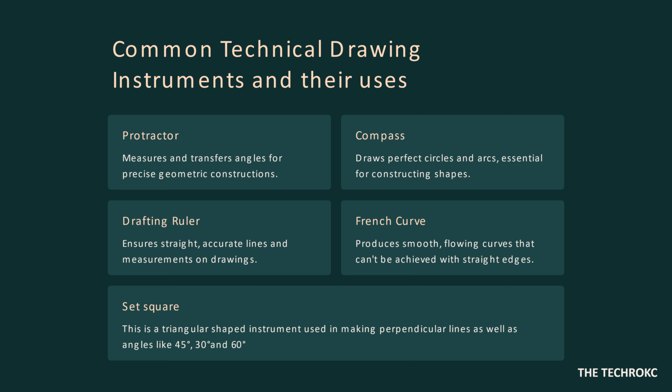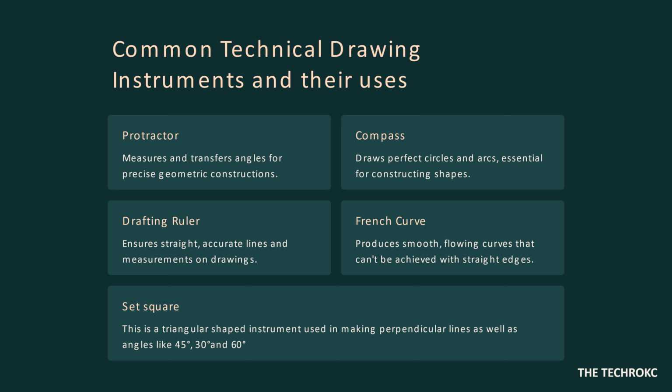Then we have the French curve. The French curve is an instrument used to produce smooth, flowing curves. There are different types of French curves. They are used to produce flowing curves that cannot be achieved with straight edges.